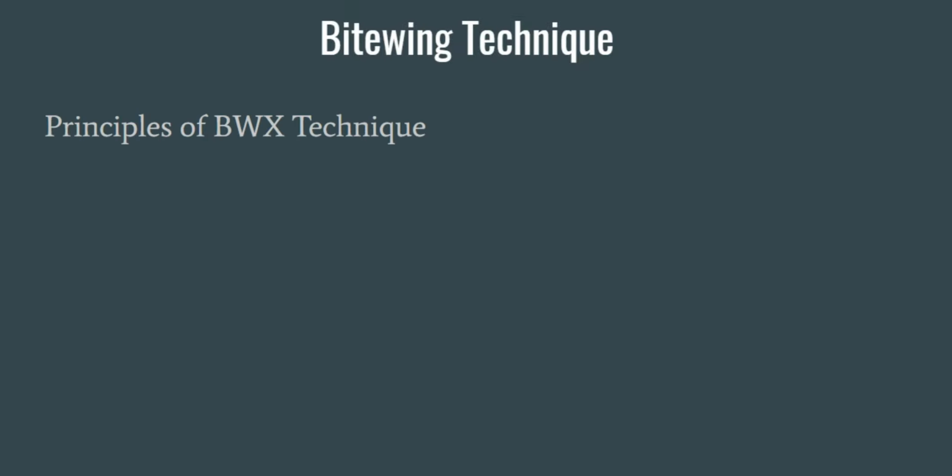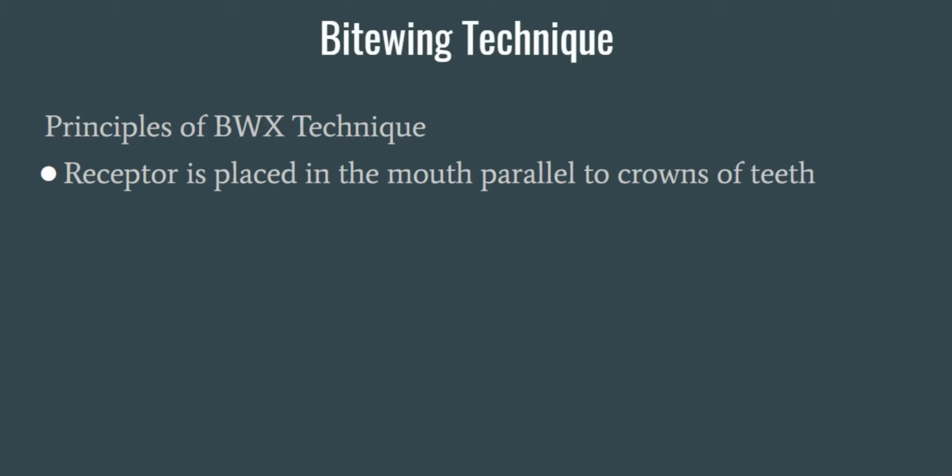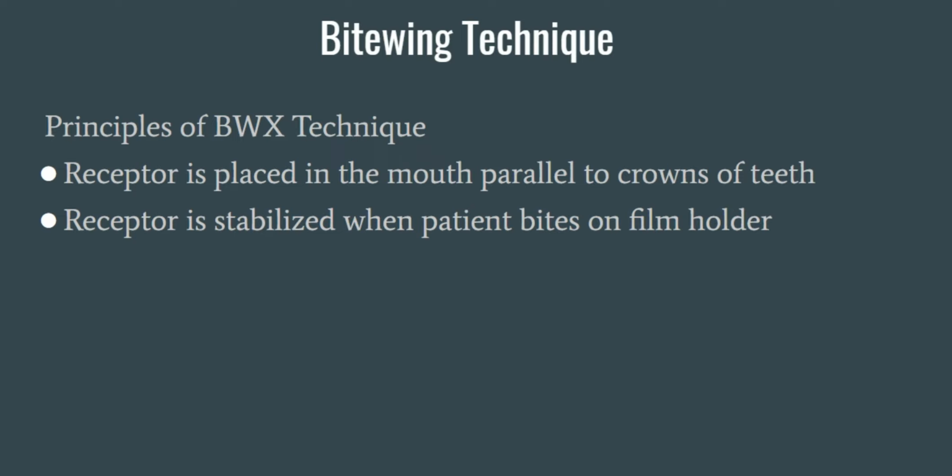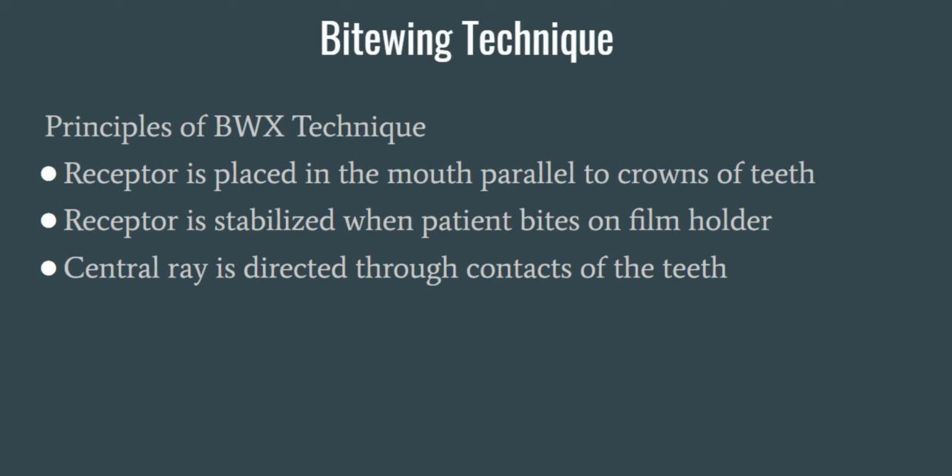Principles of the bitewing technique, and they can be described as follows. First thing you're going to do, the receptor will be placed in the mouth parallel to the crowns of the teeth. So remember, parallel is when you have two lines or two items running in the same direction with equal distance between the two things for the entire duration. The receptor is then stabilized when the patient bites on the film holder. The central ray is directed through the contacts. Directly through the contact is going to give us the open contact.